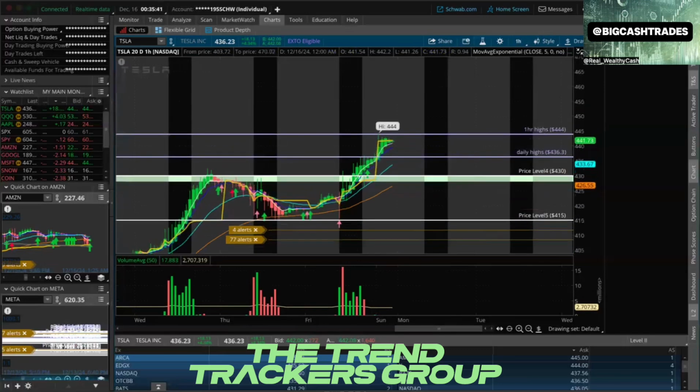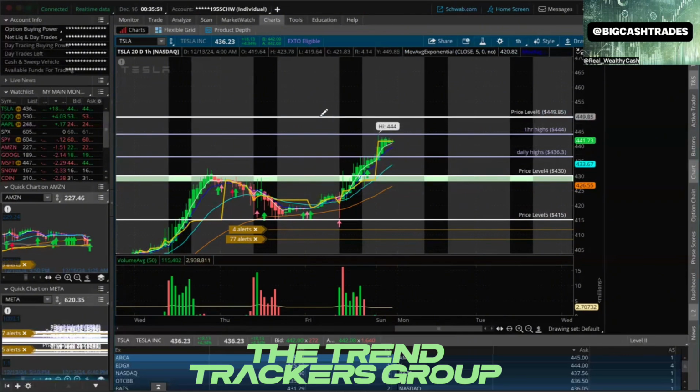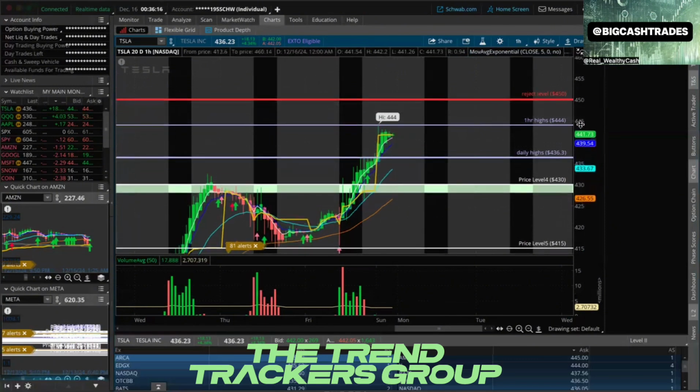So how do we do that? The next psychological level. The next psychological hold level will be this right here, 450. So what I would expect is some resistance at this level. I would expect it to get up here and possibly show some resistance at this level. Put reject level. We're going to put that there because that's what I'm expecting.